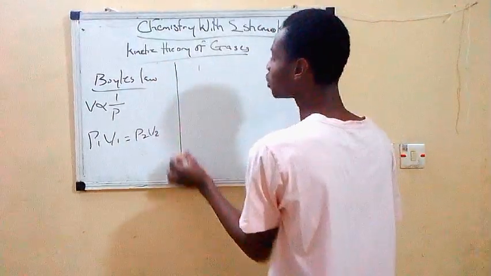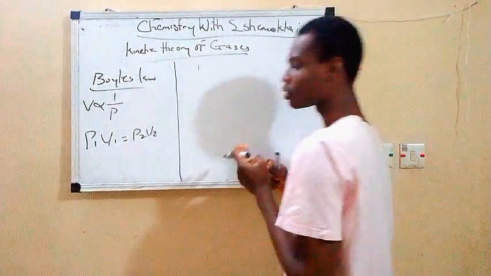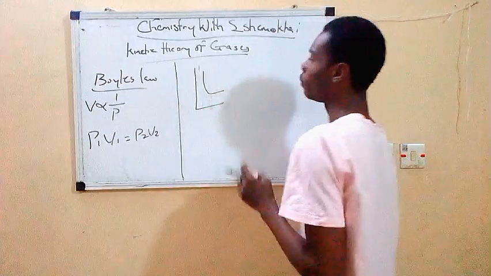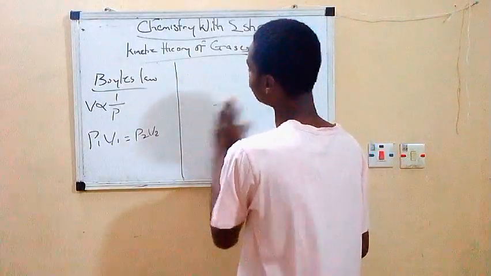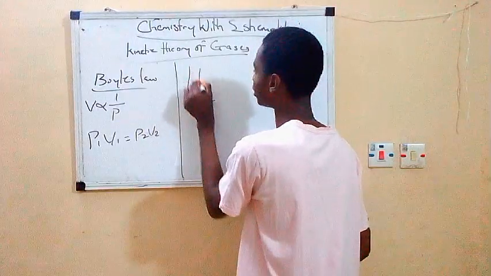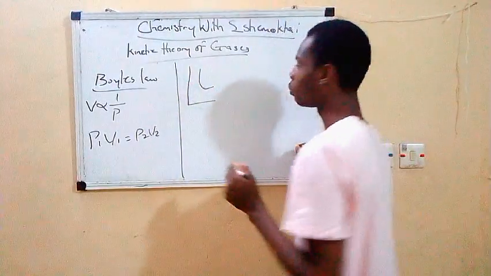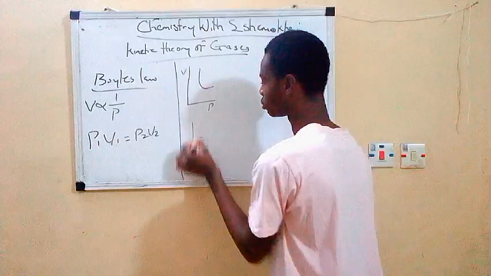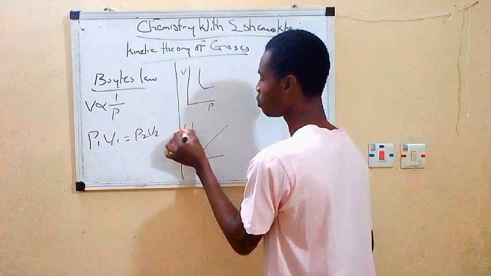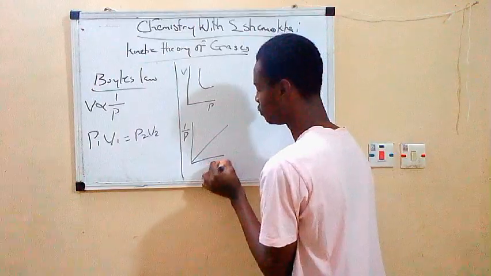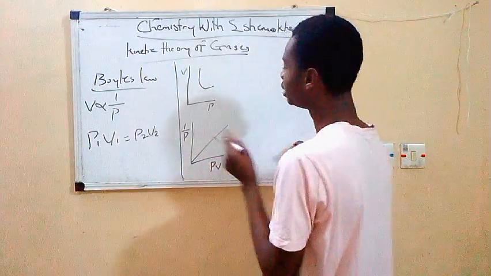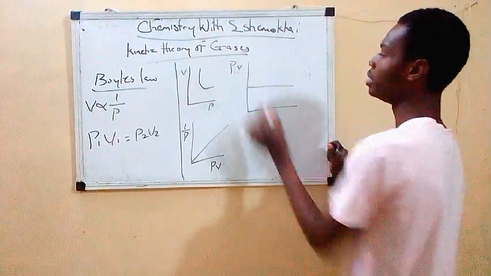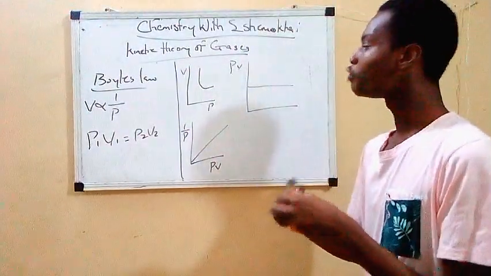Alright, now let's go to graphical expression of Boyle's law. There are three graphical expressions of Boyle's law. Let me draw them for you. The first one is this. Your V is going to be here and your P is going to be here. Number 2, we have 1 over P here and we have PV here. Then the third one is this, where PV will be here. These are the graphical expressions of Boyle's law.